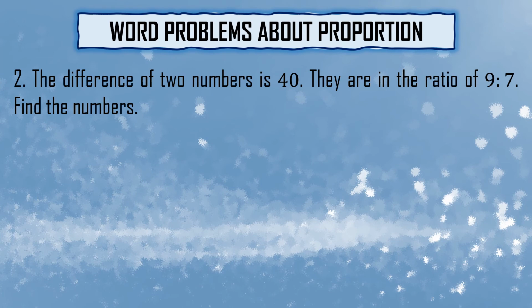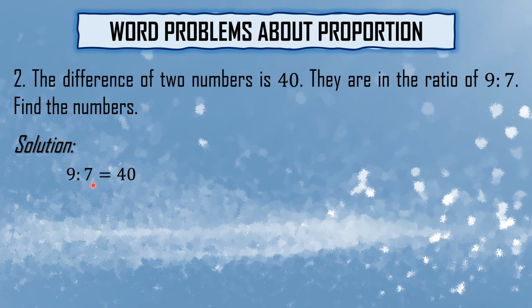Second problem: the difference of two numbers is 40. They are in the ratio of 9:7. Find the numbers. So, meron na tayong given ratio which is 9:7. And then sabi dyan, the difference of two numbers is 40. So, dito, i-apply natin yung operation which is subtraction dahil ang keyword natin is difference. So, kapag daw minus natin ang 9:7, ang sagot ay 40.